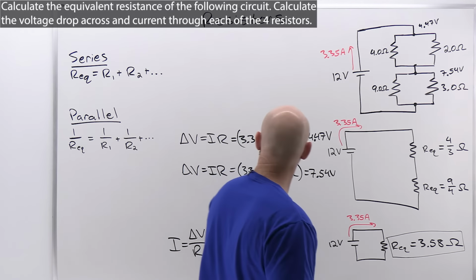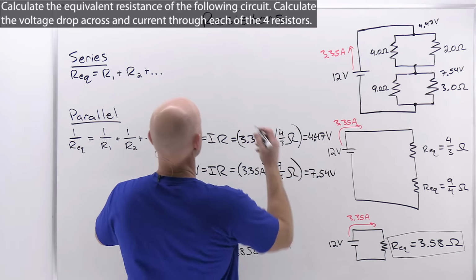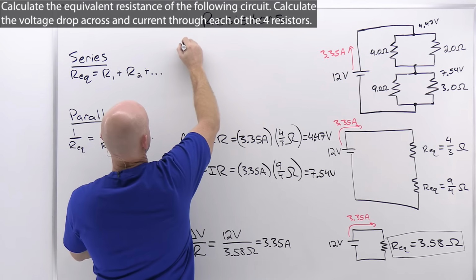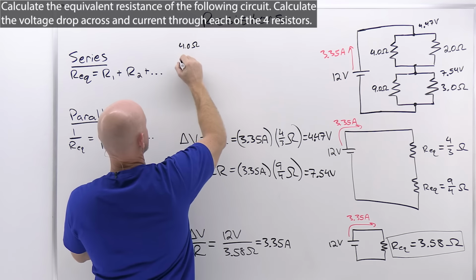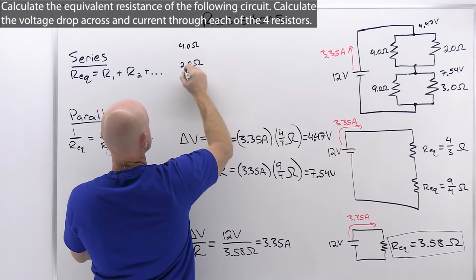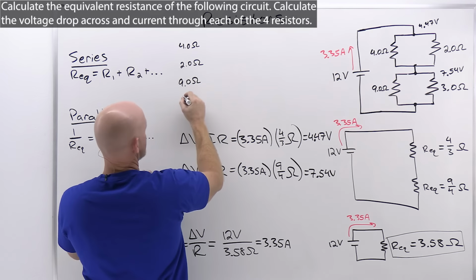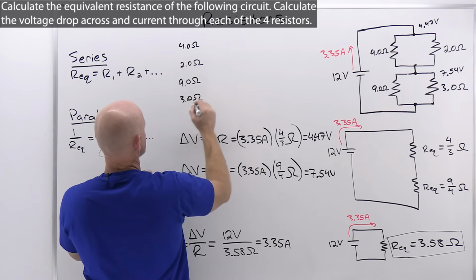And that's what we're going to do. So in this case, we'll use, again, I equals delta V over R. And so we'll have the 4 ohm resistor, the 2 ohm resistor, the 9 ohm resistor, and the 3 ohm resistor.